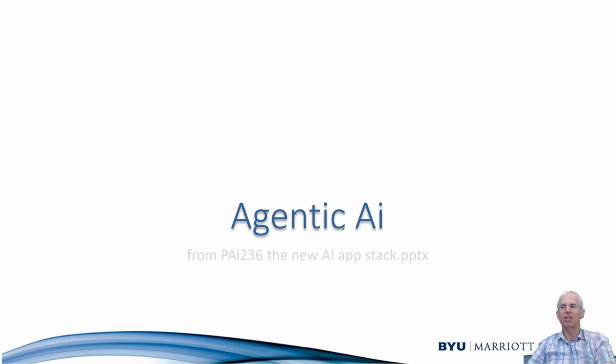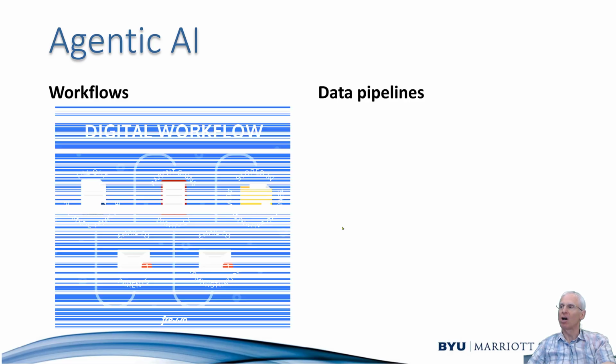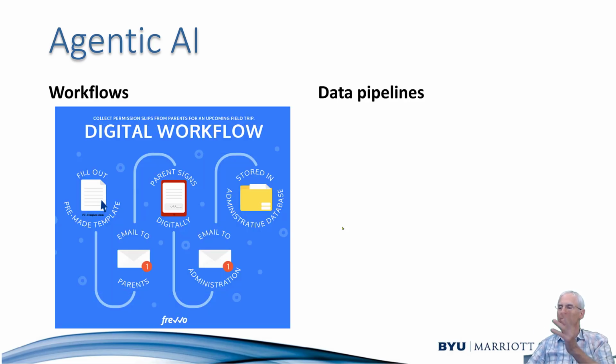Another topic is agentic AI. This is kind of a big thing going on. In 2025, agentic AI took off and became kind of the standard here. So we have this idea of workflows and data pipelines. A workflow, here's a simple example I found on the internet. It's collecting permissions from parents. It's basically multi-step. You need to get permissions for an upcoming field trip at the elementary school. You fill out a template, email it to the parents, they sign it, they email it to the administration, and store it in a database. That's a workflow. It's just a bunch of steps that you use to accomplish a task.